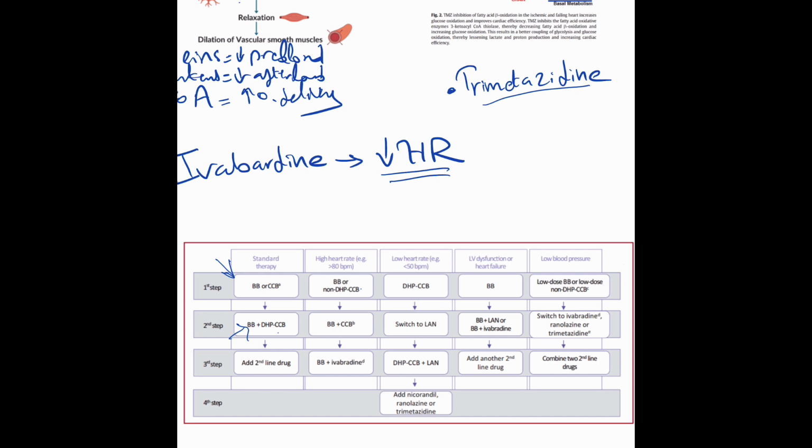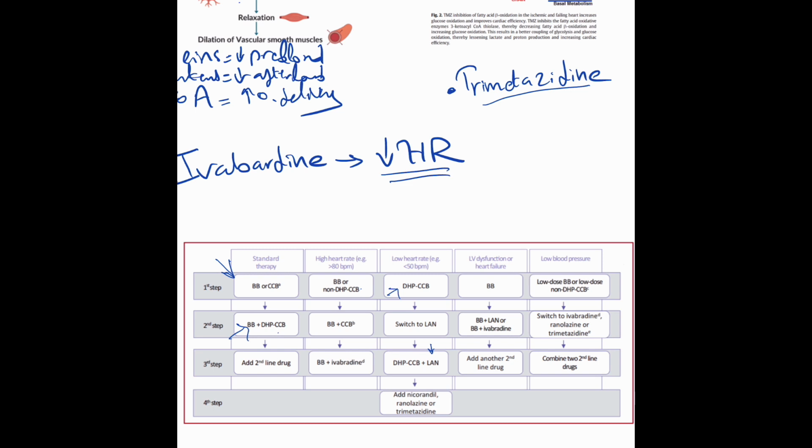So you start with dihydropyridine calcium channel blockers, and you switch that to long-acting nitrates if the dihydropyridine calcium channel blockers are not working. And then if that doesn't work, you do the combination of the dihydropyridine and the long-acting nitrates. If that still doesn't work, you add either nicorandil, ranolazine, or trimetazidine.